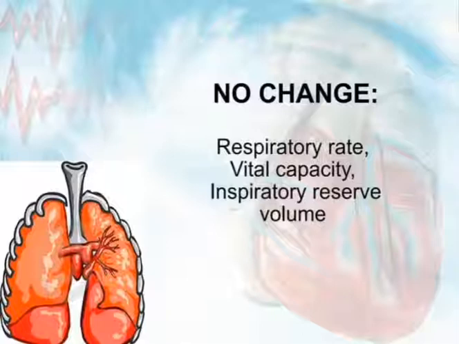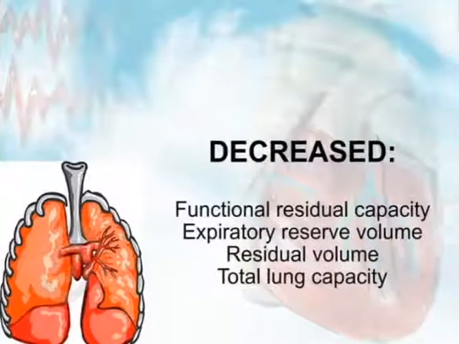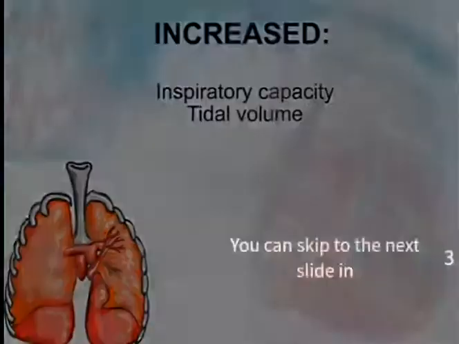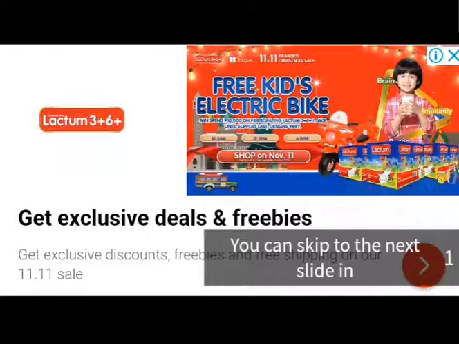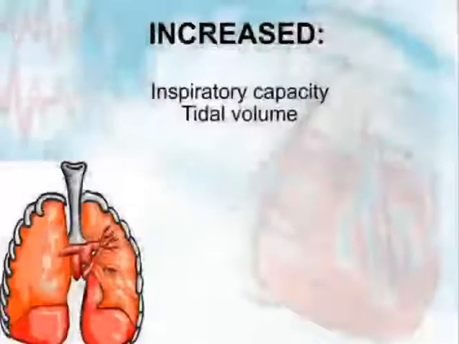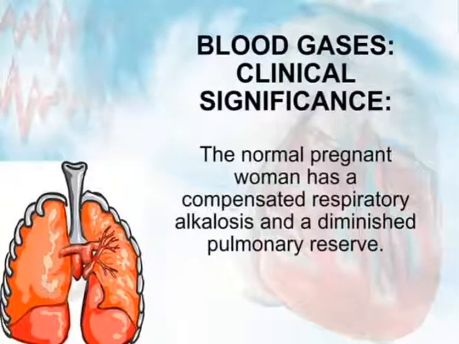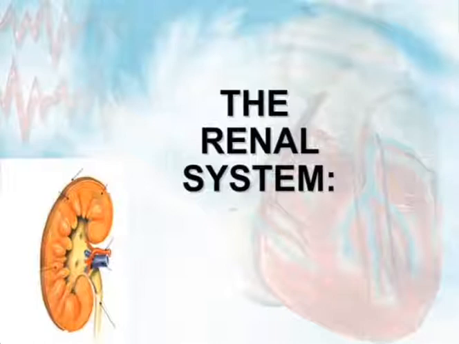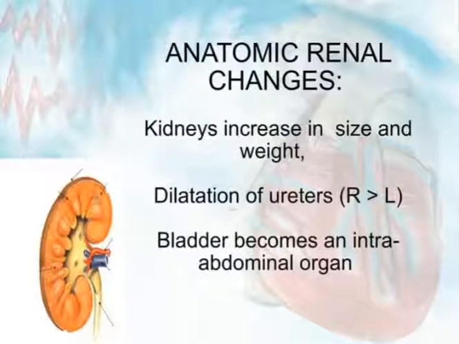Here there will be no change in the respiratory rate, vital capacity, inspiratory reserve volume. There will be decreased functional residual capacity, expiratory reserve volume, residual volume and total lung capacity. Increased inspiratory capacity, tidal volume. Blood gases: the normal pregnant woman has a compensated respiratory alkalosis and a diminished pulmonary reserve.